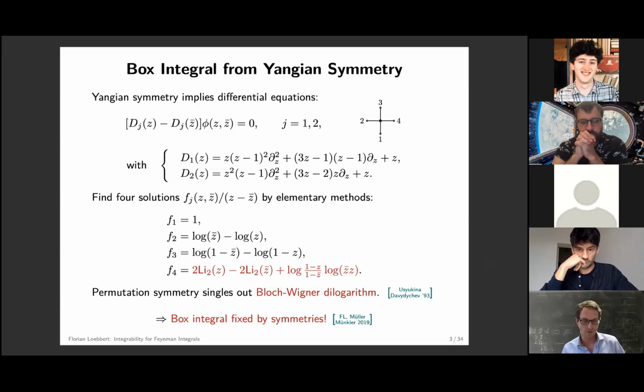Of course, the result was known for a long time, but the interesting point for us is that we can use integrability to arrive at this result. And of course, we expect integrability to somehow completely constrain our observables.